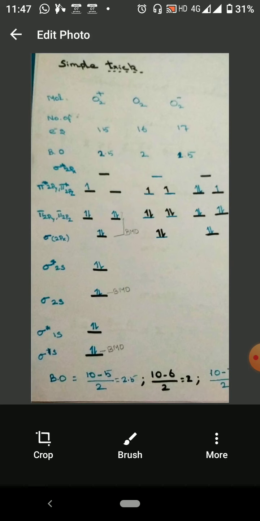In the first condition, the total number of electrons is 15, so the bond order is 2.5. Next, if you take O2, the total number of electrons is 16, so we fill the electrons according to the second arrangement, and we get a bond order equal to 2. If you take O2 minus, the total number of electrons is 17, so the bond order is equal to 1.5.